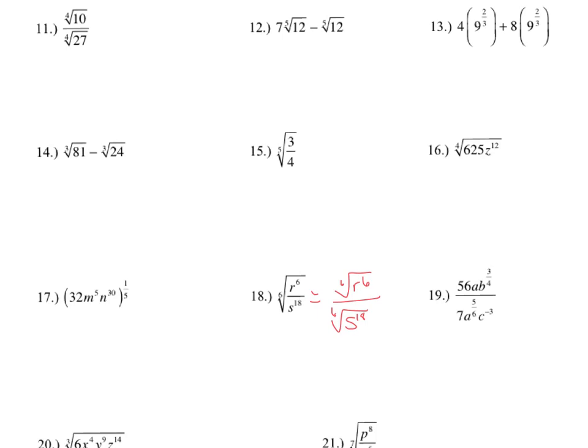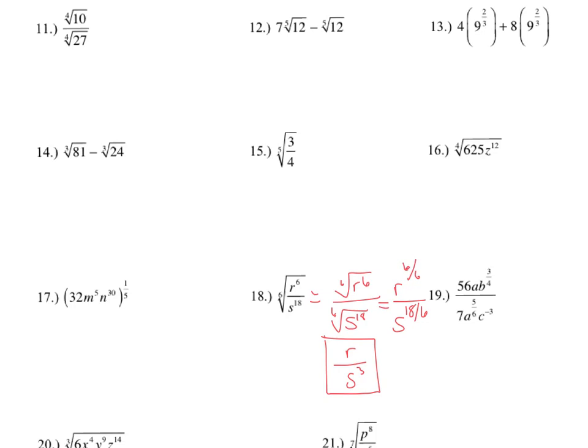Well, the sixth root of r to the 6th is just r. The sixth root of s to the 18th is just s cubed. Because if we wrote these as fractional exponents, it's r to the 6th being 6th rooted, so it's 6 over 6, and s to the 18th being 6th rooted, so it's 18 over 6. 6 divided by 6 is 1, and 18 divided by 6 is 3. My denominator is rational, meaning my exponent is a whole value, and I don't have any negative exponents or anything else that I can simplify, so that one's done.